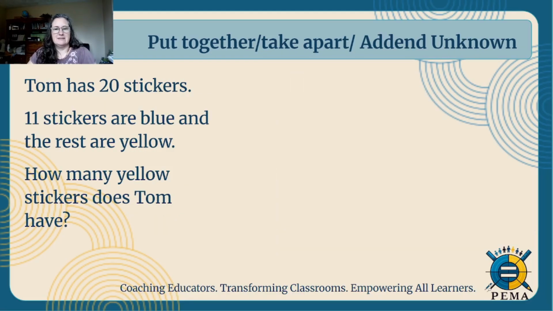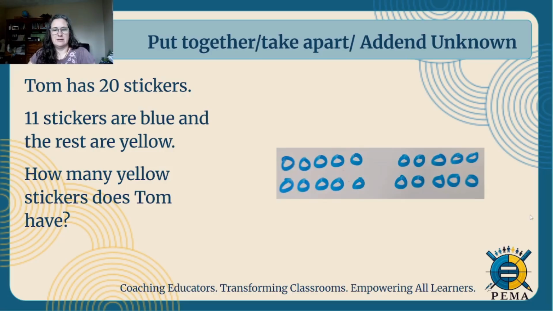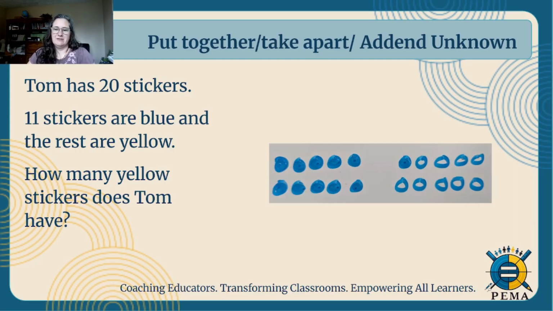Here's another one. This is an addend unknown problem. Tom has 20 stickers. 11 stickers are blue and the rest are yellow. How many yellow stickers does Tom have? So in this story, we know we have 20 stickers. They're all there on that piece of paper. We learned that 11 of those stickers are blue and the rest are yellow. We don't know how many are yellow. That's what the question is asking us to find out. So we're going to take Tom's 20 stickers. We're going to take them apart into the blue group and the yellow group, and we're going to find out the missing addend for how many stickers are yellow.